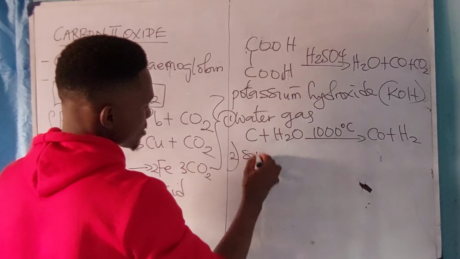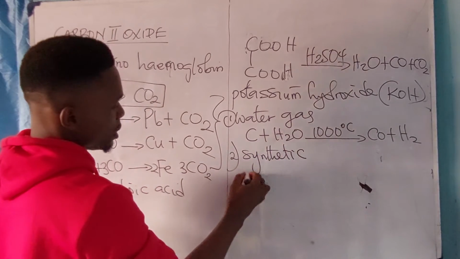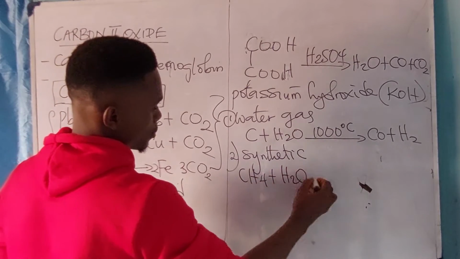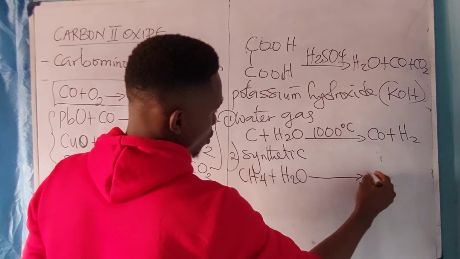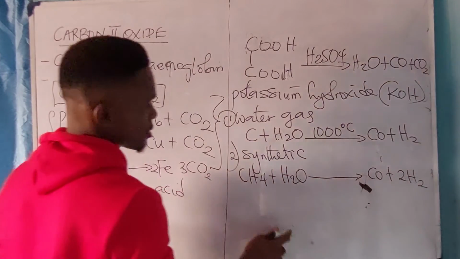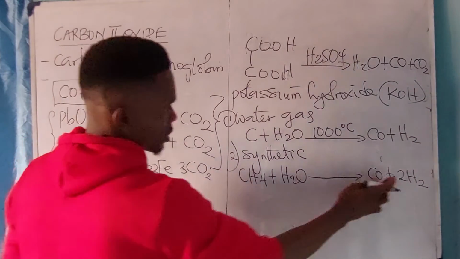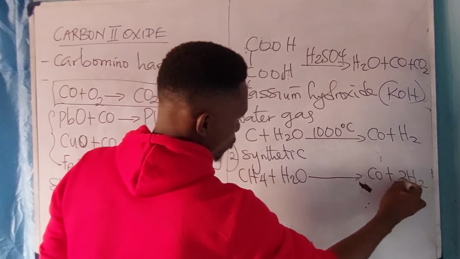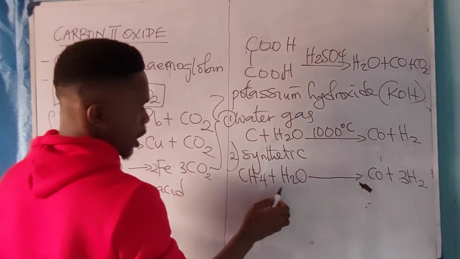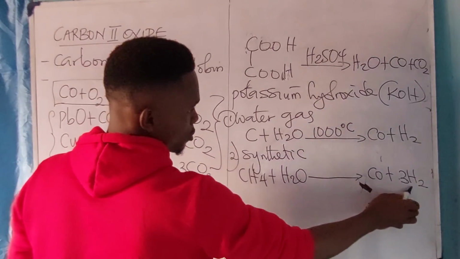the synthetic gas. The synthetic gas, methane reacts with steam to produce CO plus 2 moles of what? Hydrogen gas. Is it 2 moles now? 3 moles. Okay, 3, sorry. 3, because one carbon, one oxygen, one oxygen. 2 plus 4 is 6. So 3 moles of what?